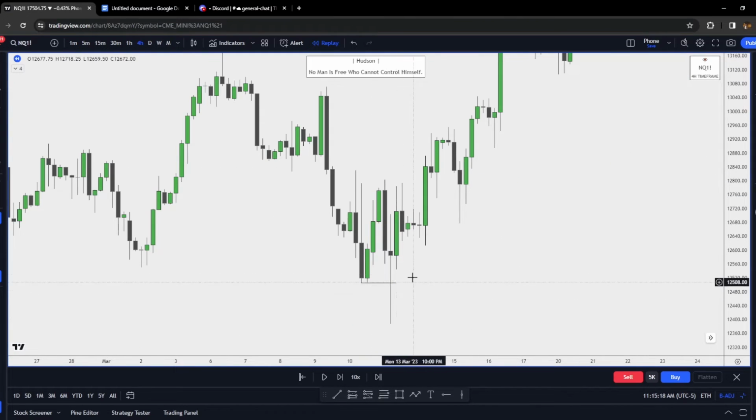Now this turtle soup right here on the 4-hour chart for smart money to accumulate their position is a 15-minute setup to target the 4-hour external draw on liquidity. So let's head down to the 15-minute chart.